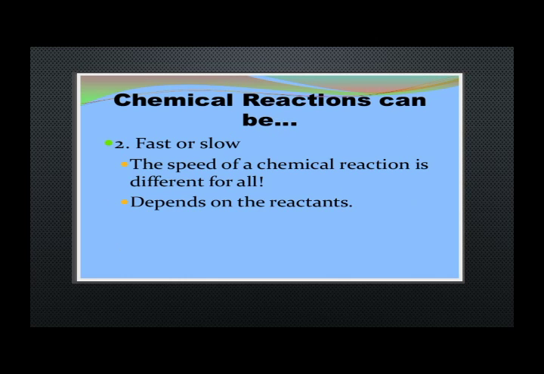Okay, now another thing which we already discussed in the previous slide, that reactions can be fast or reactions can be slow. So the speed of a chemical reaction is different for different reactions. Some reactions take place so quickly, so suddenly, that we are unable to even record the rate of the reaction. They are so fast. But some chemical reactions take days to complete. So it depends upon how favorable the reactants are with each other, or how reactive the reactants involved in that chemical reaction are.